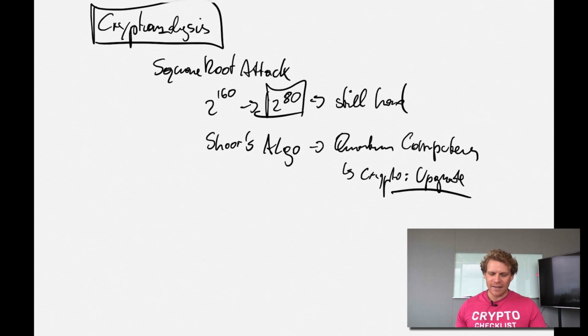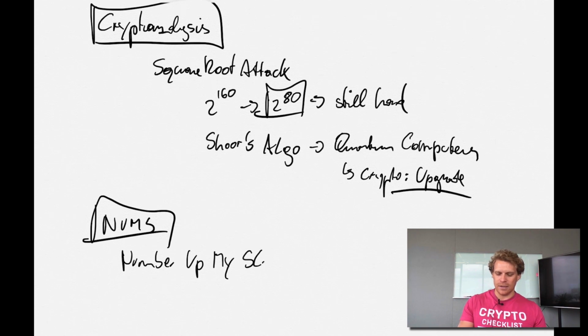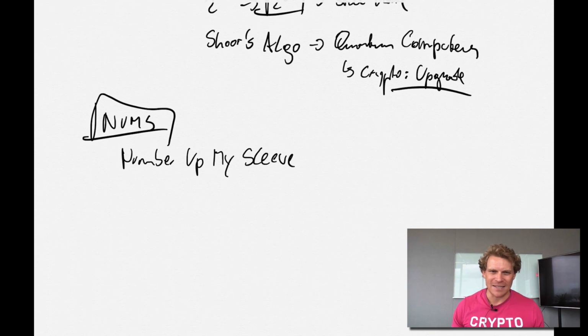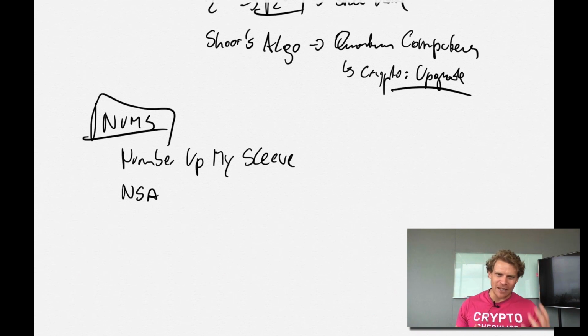There is one key thing, and that's what's called a nums. And that's a number up my sleeve. It's basically this concept of playing cards and having an ace up my sleeve. And this is a huge discussion, a humongous discussion, especially because all these standardized curves have been proposed by the NSA. And so obviously, interesting thing. Where do all these points or these numbers come from? Have they been enough tested?